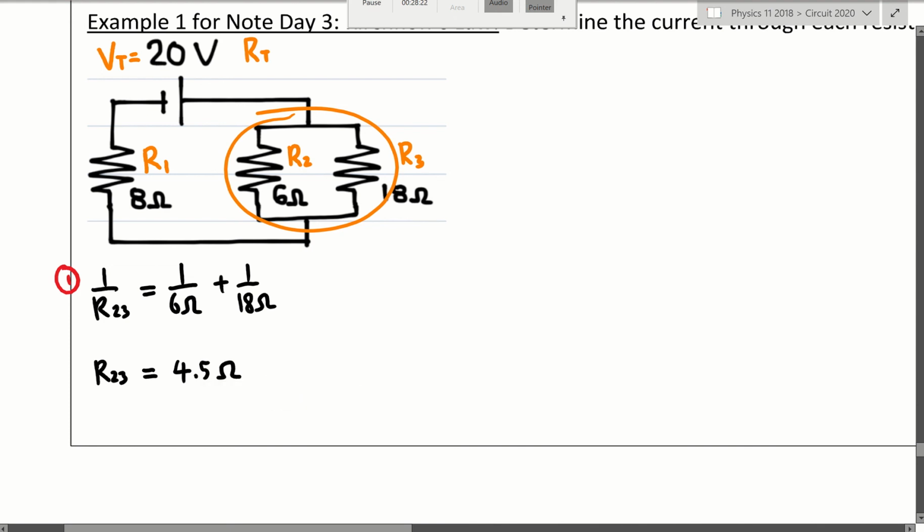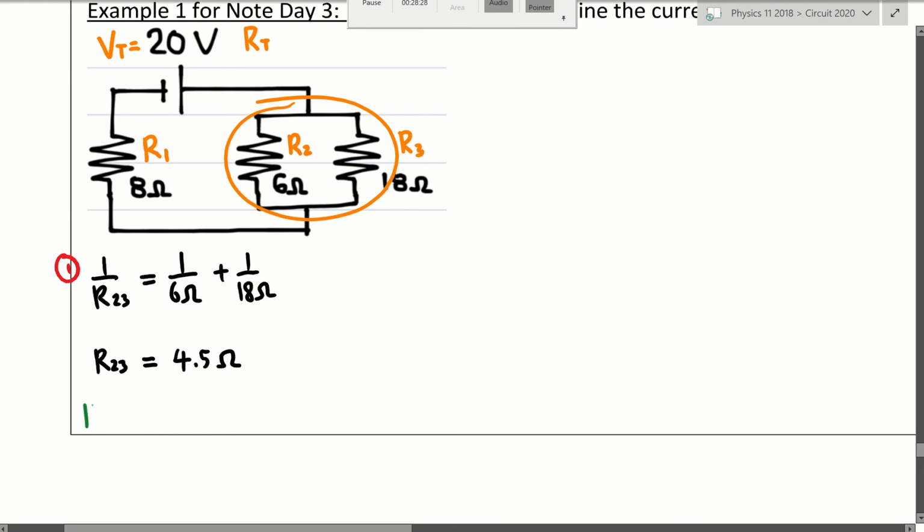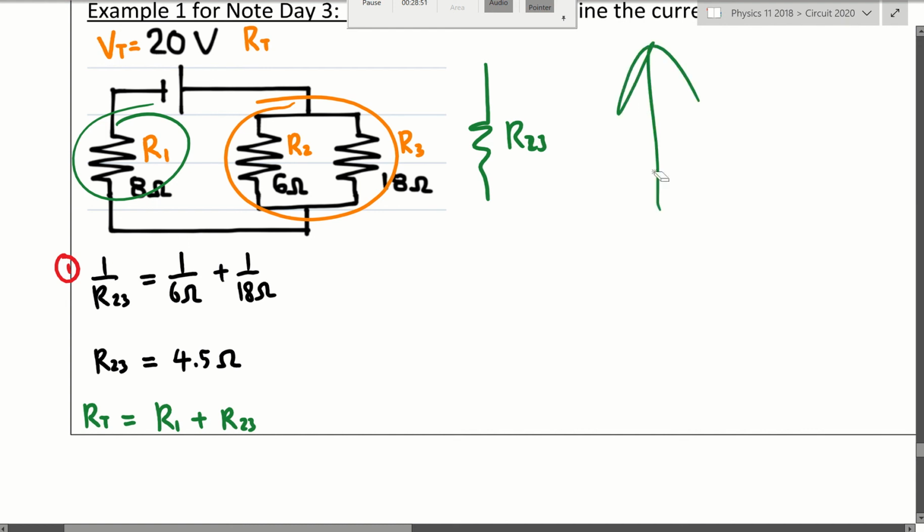Okay. So now with that, I can find R total. This is now combined into one big resistor called R23, and it is in series with R1. So now R total is R1 plus R23. If you don't remember the logic of why this is now in series, please go back to the question just above to see the picture that we drew. So I'm adding them together. R1 is 8 ohm, and this is 4.5. So together, R total is 12.5 ohm.